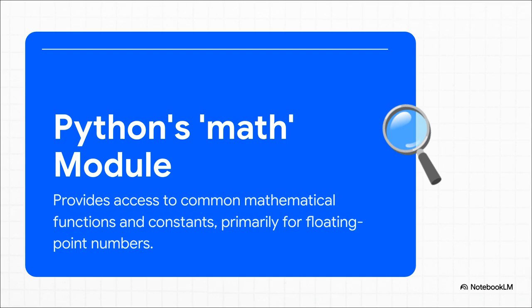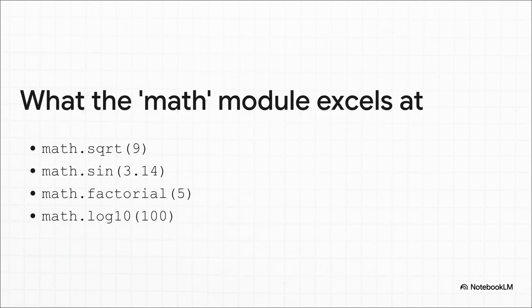So what exactly is the math module? Well, think of it as Python's trusty built-in calculator. Its entire universe is numbers, specifically floating point numbers, and it gives us access to all the common math functions we'd expect. And listen, it is fantastic at its job. If you need the square root of 9, or the sine of pi, or the factorial of 5, the math module is absolutely your go-to. It just takes numbers in and it gives numbers back. It's a pure number crunching machine.